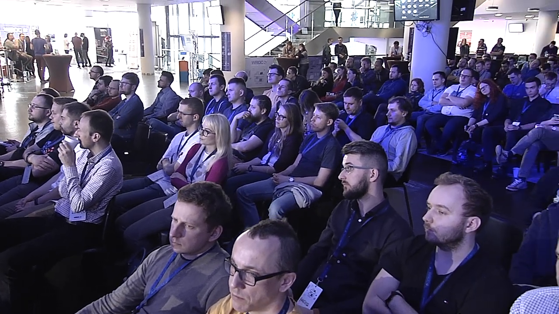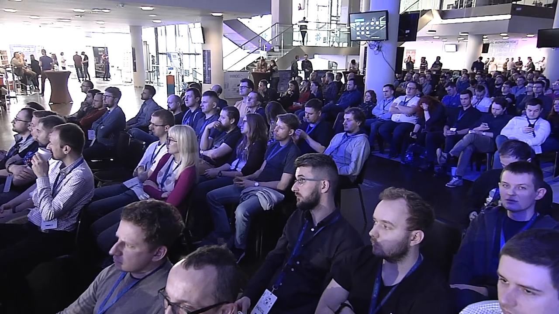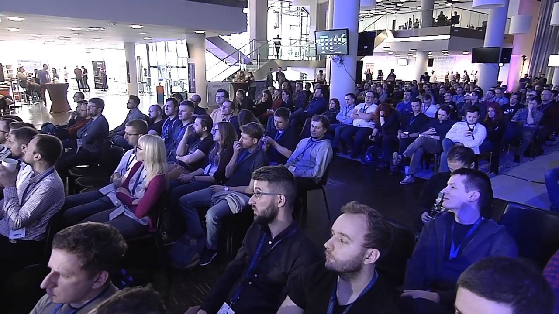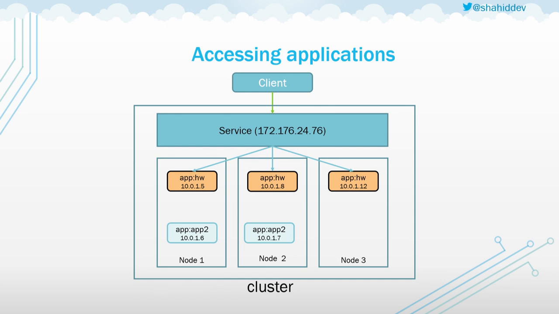So once I've deployed my containers, how do I access them? You imagine you've got multiple containers for your application, multiple instances. So in order to access your applications, Kubernetes uses a service. A service is essentially a well-defined endpoint that you can use to load balance traffic to the underlying instances. Kubernetes uses a DNS internally, so you just use a DNS address.